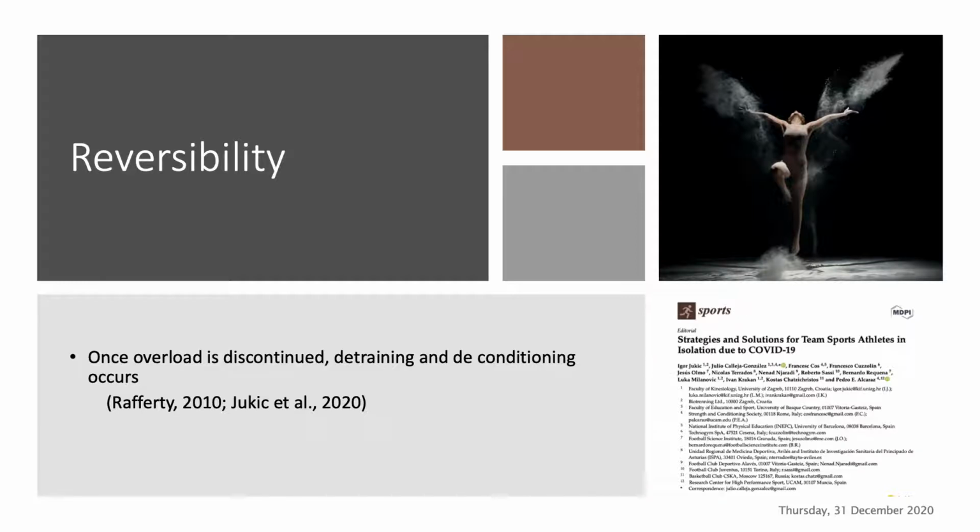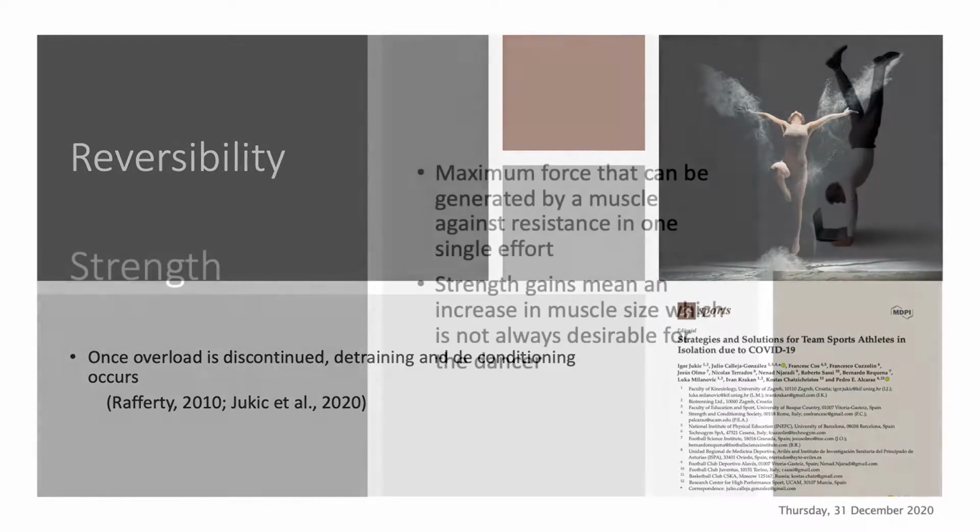Detraining affects different physiological systems: the neuromuscular, so our coordination, cardiovascular, respiratory, and musculoskeletal. And of course their corresponding physical capacities: strength and power, endurance, speed and flexibility. It's very interesting. So we're talking about reversibility, and very much during this time I think this is a big problem for all our performers.